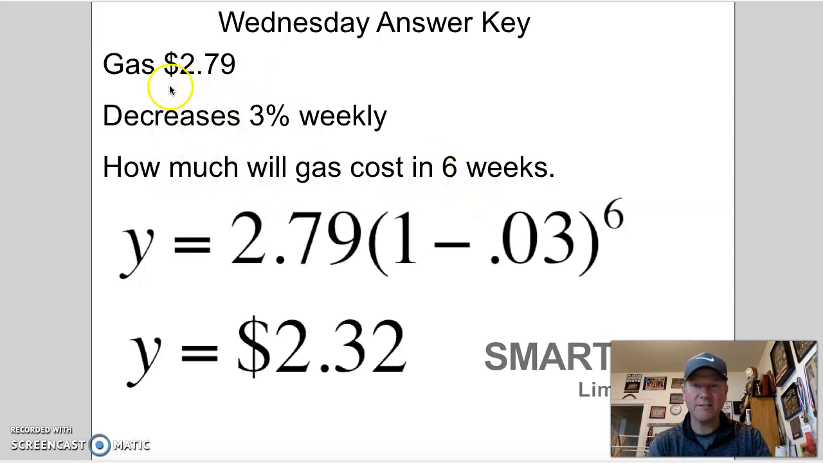The problem was gasoline was 2.79. It's decreasing in price by 3% weekly. How much will gas cost in 6 weeks?